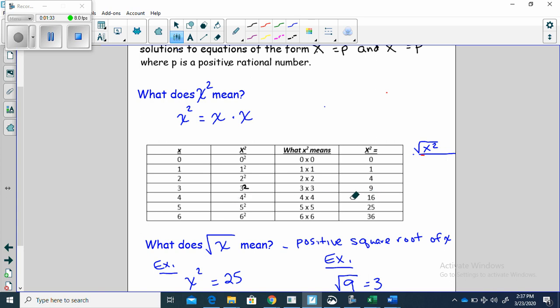4 squared is 16, 5 squared is 25, 6 squared is 36. These are what we call the perfect squares, and they continue on. 7 squared is 49, 8 squared is 64, 9 squared is 81, 10 squared is 100, on and on and on.